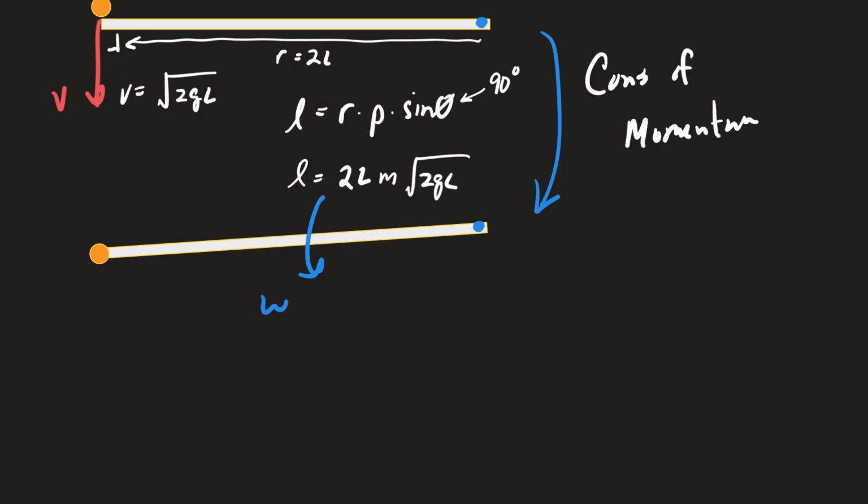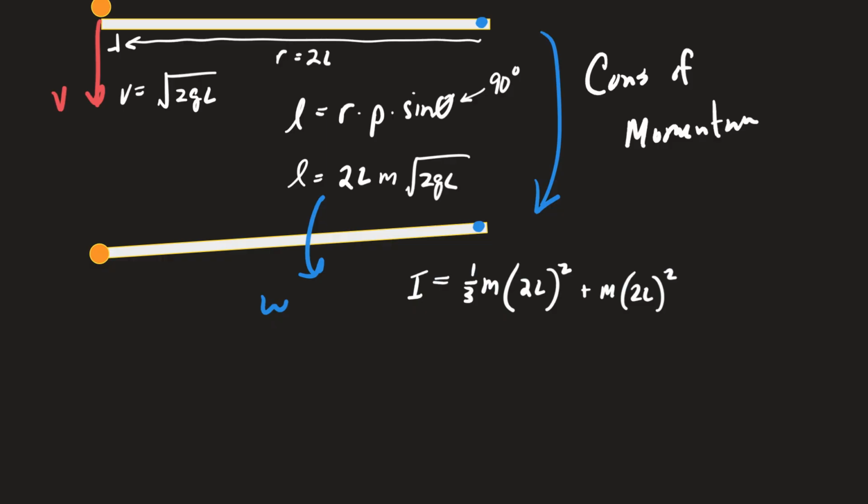Now, to calculate the angular momentum of the bar and the ball after the collision, I will need the moment of inertia of the bar and ball together. A bar is 1/3 ml squared, but the bar is 2L long. And the moment of inertia of the ball is just a point mass, and that's going to be m times 2L squared. Right, because it's a point mass.